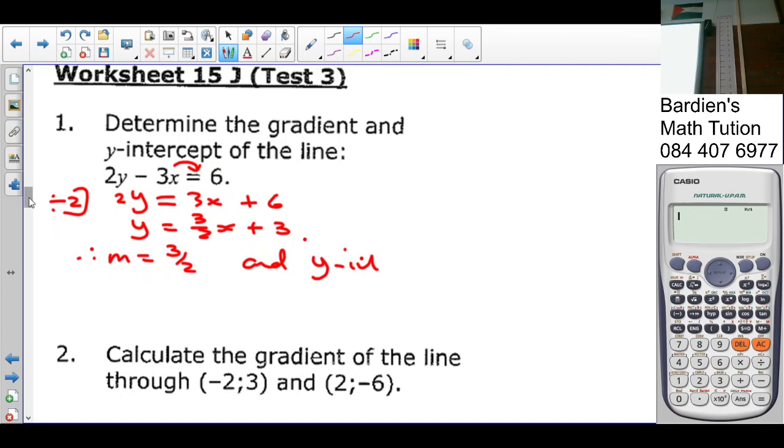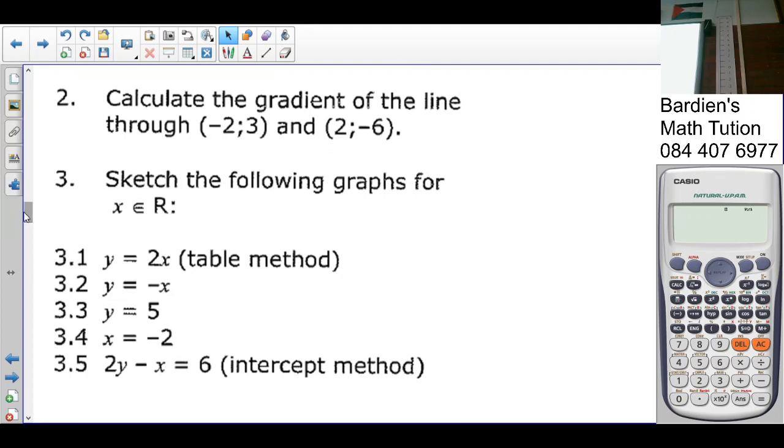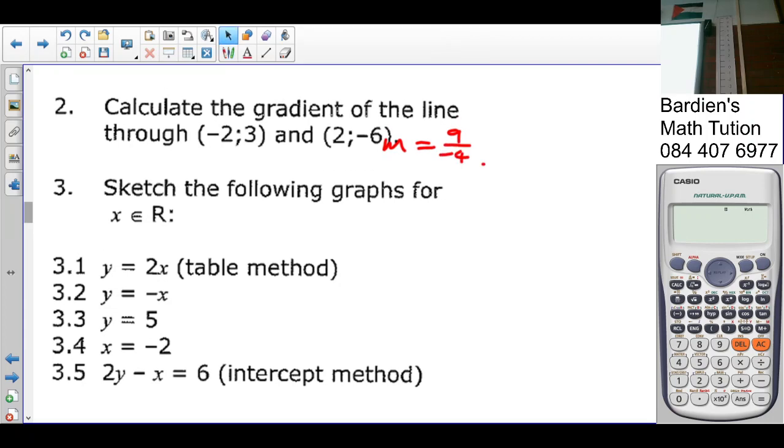Your y-intercept is 3. Or if they had asked you for the coordinates of the y-intercept, it will be (0, 3). But this wasn't asked for, so that is sufficient at this point. Question 2, the gradient of that line, that shouldn't be an issue. The gradient of that line works out to be what? The gradient? Negative 9 over 4. Okay? I'm sure that isn't the issue there.